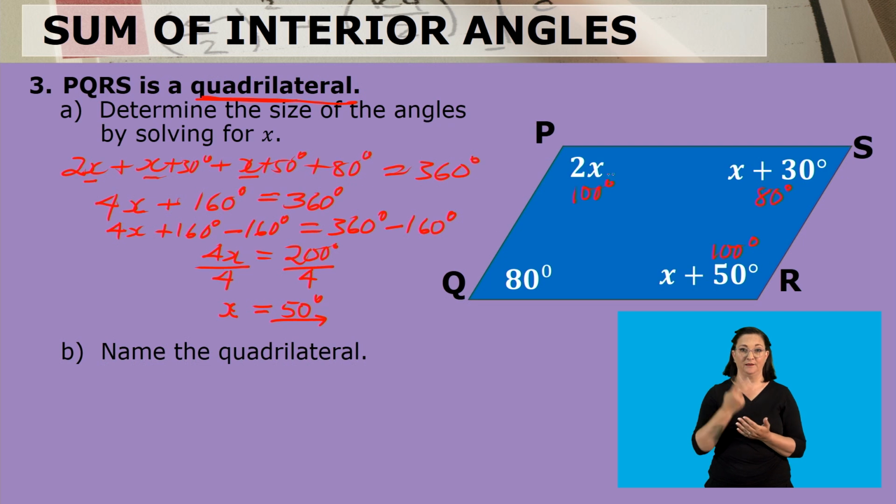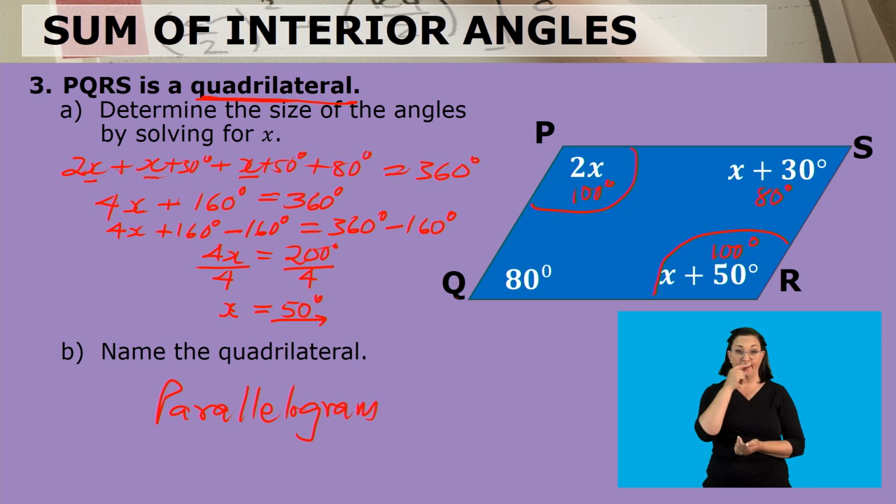And so we are now able to see all the angles. When we look at those angles, you'd see that angle P and angle R are equal and opposite to one another. And angle Q and angle S are also 80 degrees each, so they are also opposite to one another. A quadrilateral that has opposite angles that are equal would then be a parallelogram. That is the second question, which is the name of the quad. So it's a parallelogram.